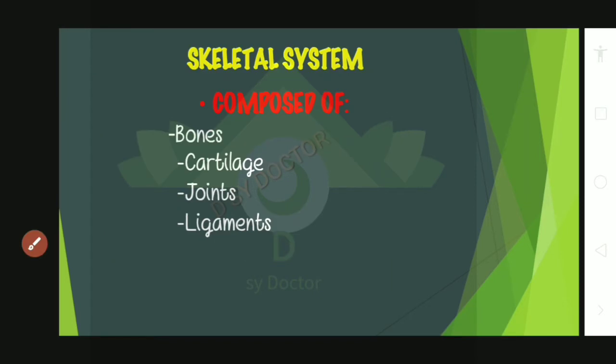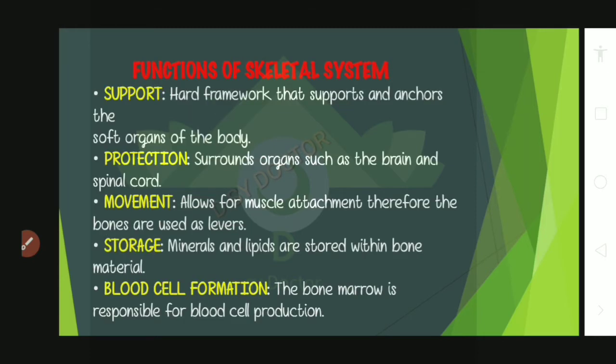Next, the skeletal system is composed of bones, cartilages, joints and ligaments. These components and their details we will discuss in our future lectures. In this lecture we get a general overview of these components.